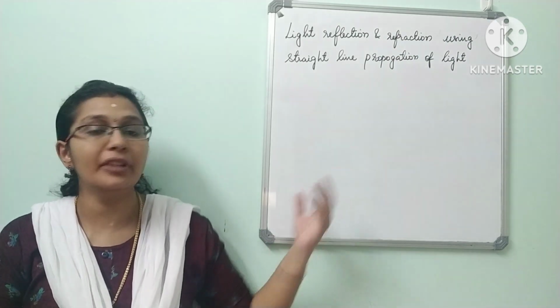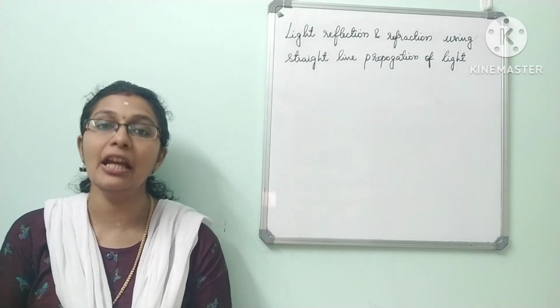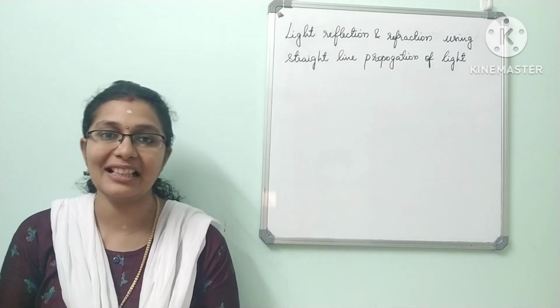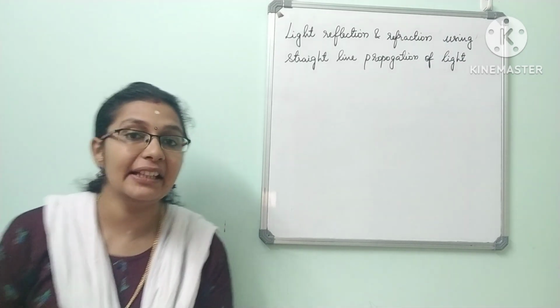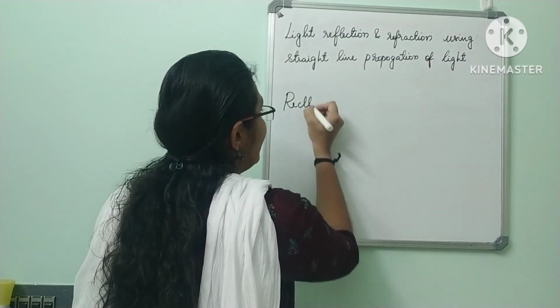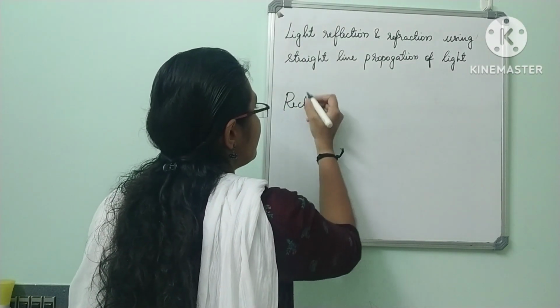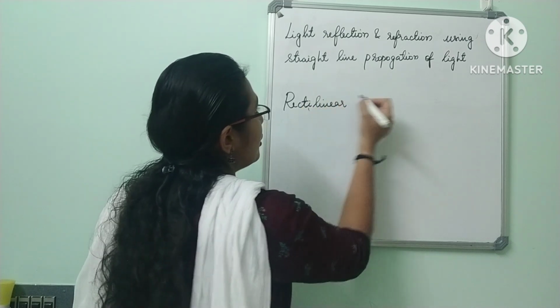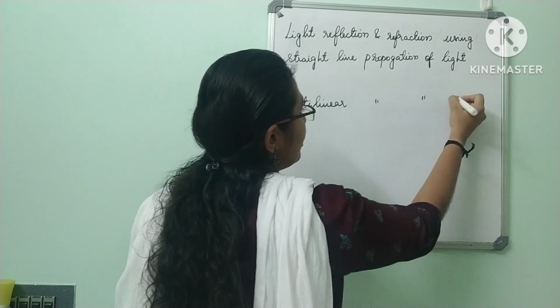Yes. So this chapter completely we are going to see light propagating in a straight line. With that only we are going to see different phenomena. Okay, so this property of light to travel in a straight line is nothing but called as rectilinear propagation of light. Light traveling in straight line, that property is called rectilinear propagation of light.